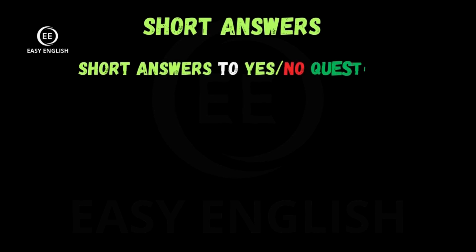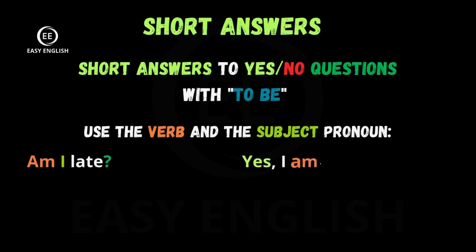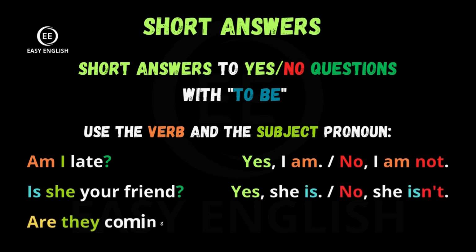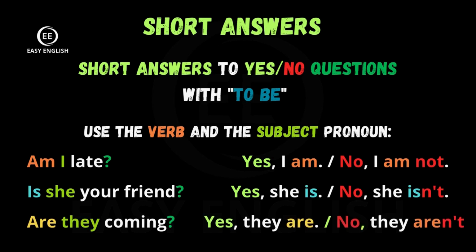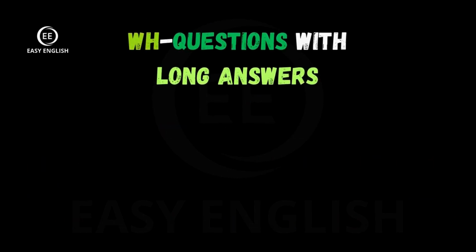Short answers. Short answers to yes or no questions with to be. Use the verb and the subject pronoun. Am I late? Yes, I am. No, I am not. Is she your friend? Yes, she is. No, she isn't. Are they coming? Yes, they are. No, they aren't.